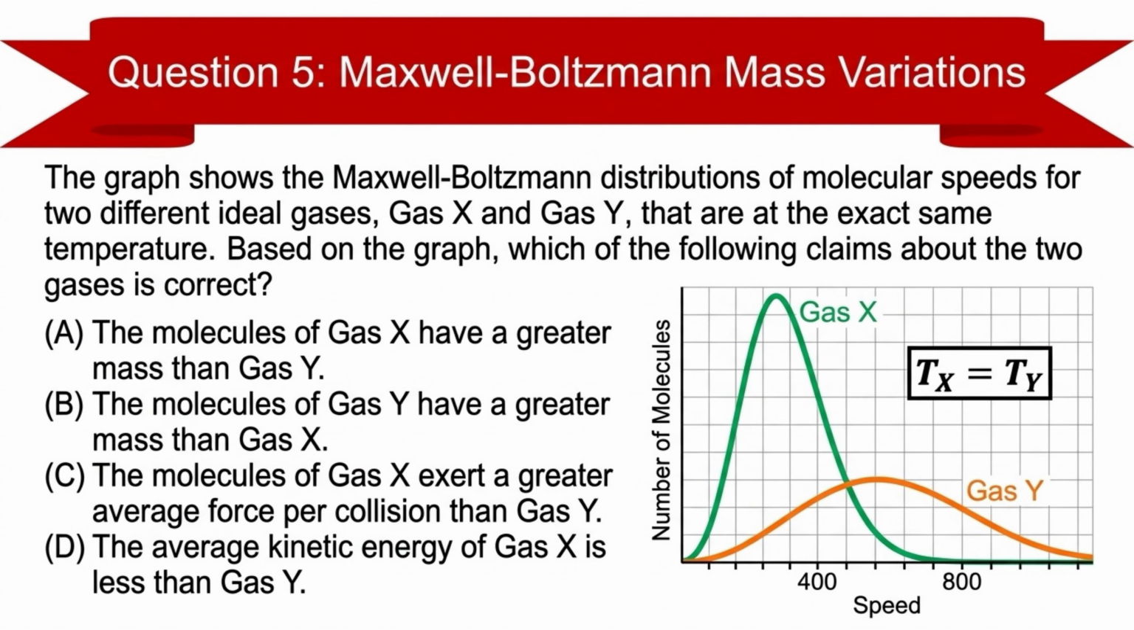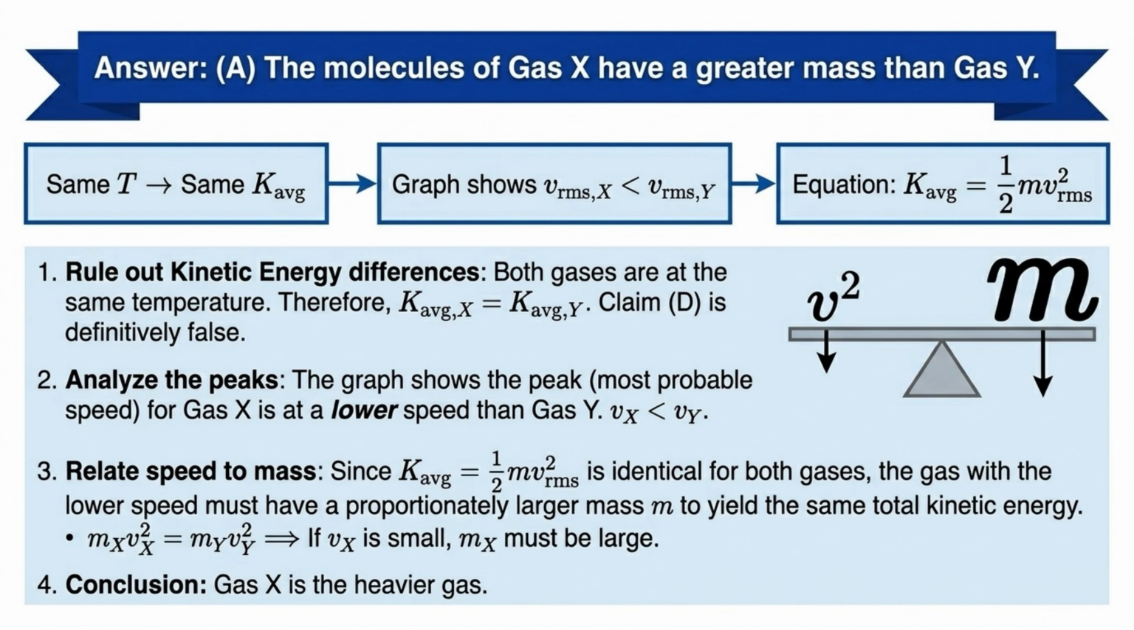Question 5. Two different gases now sitting at the same temperature. Gas X's distribution peaks at a low speed. Gas Y's peaks at a high speed. What can you say about their masses? The answer is A. Gas X is heavier. Same temperature means same average kinetic energy, and average kinetic energy is 1/2 mv squared, the famous equation. If gas X is shuffling along at lower speeds, the only way it can carry the same energy is by being heavier. So mass and velocity squared trade off. Heavy and slow, or light and fast. So the slow gas is the heavier one.